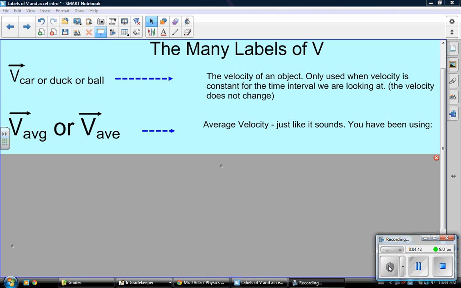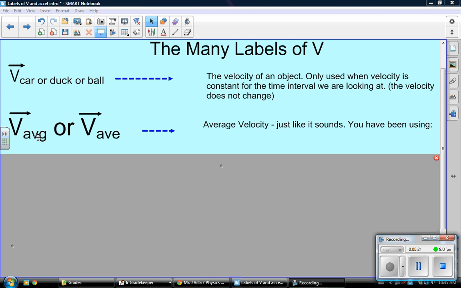All right, so for the first one there, V car, or duck, or ball, or anything really. That is the velocity of the object. Usually we only use those when the velocity is constant for a time interval that we're looking at. So for all the perpendicular vector addition questions we've been doing, the duck flies or the boat goes across the river. We all know in real life those things vary their velocities, but we're taking it as their constant or average velocity over that time interval. So that's where that kind of label would come in, the velocity of the car or whatever.